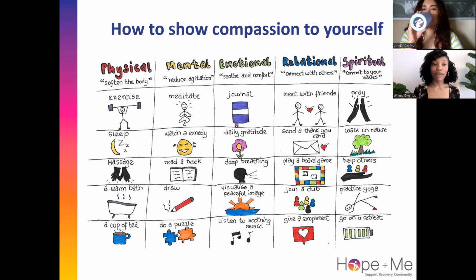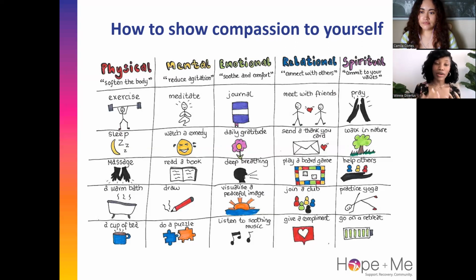Physically, how can we soften our body? We can soften our body through exercise, by sleeping, by massages, either giving ourselves massages or going out to get massages, a warm bath, and a cup of tea, the latter being especially enjoyable in the colder months. I know when it's warm, it's hard to think that winter is a thing of existence. But these are different ways that we can soften our bodies when we are having a hard day, a hard week, a hard month, or even a hard year.